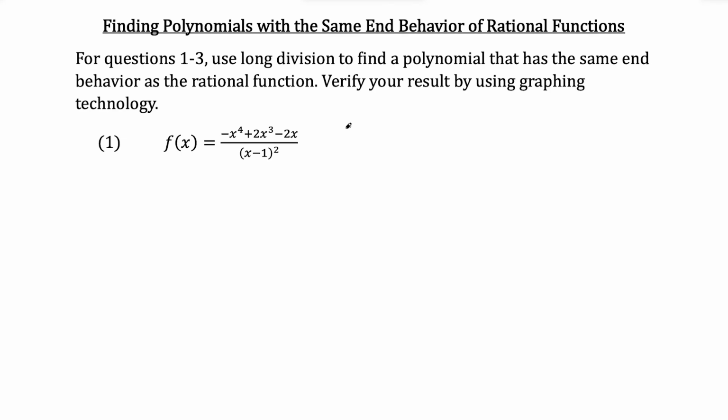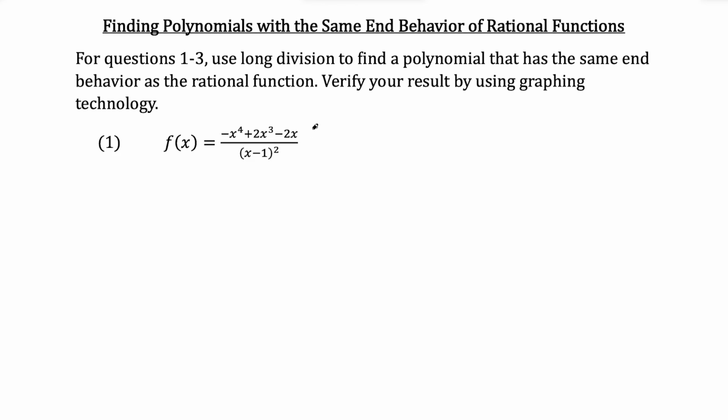What's up? I'm Vin, and I'm showing how to find polynomials with the same end behavior of rational functions. So for questions 1 through 3, I'm going to use long division to find the polynomial that has the same end behavior as the rational function, and then I'm going to verify the result using graphing technology. And the technology I'm going to use is Desmos. That site is pretty good for getting graphs of functions.